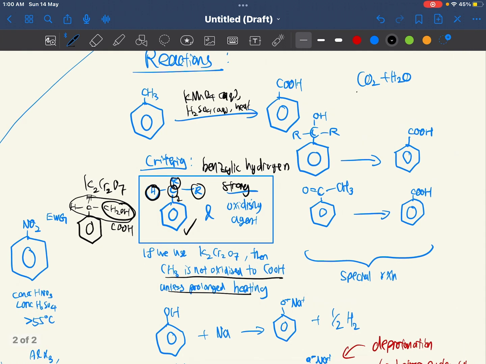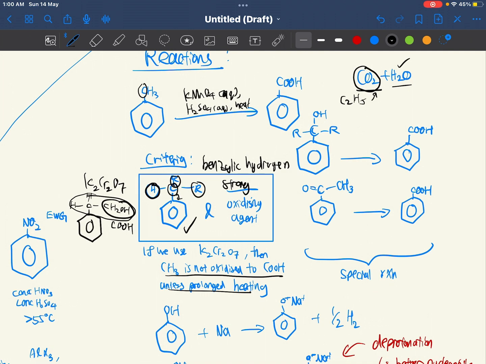So the products are CO2 and H2O. The number of CO2 depends on how many excess carbons you have on the alkyl chains. So if you have only one carbon, it shouldn't form CO2. But if you have like C2H5, then yeah, they'll form a CO2 molecule. But water molecule will always be there. So these are the special reactions that we have.